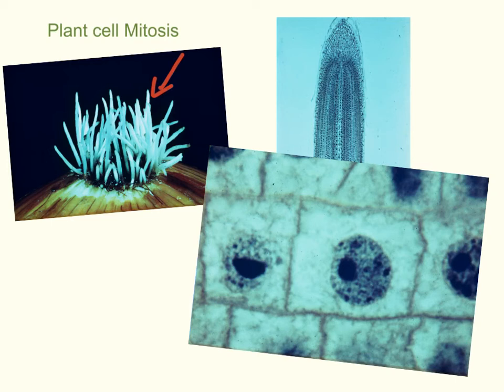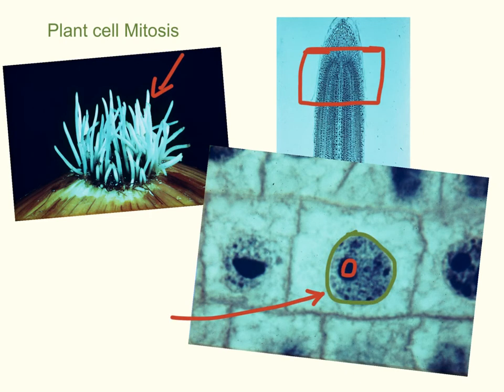The root tips are sliced thinly, fixed and stained, and placed on microscope slides. They appear with a darker region where the cells are dividing rapidly. Under higher magnification, you can see individual cells. Here, we have a cell in interphase. You can see a nice round nucleus and even a nucleolus.